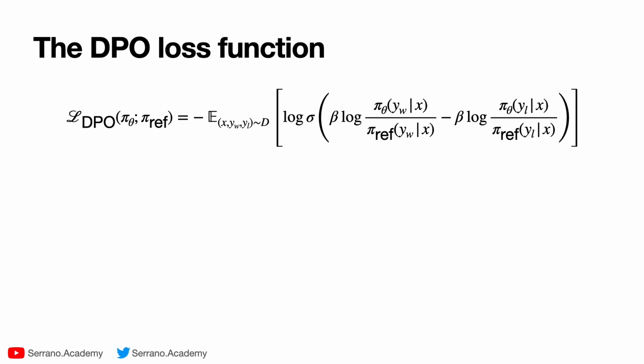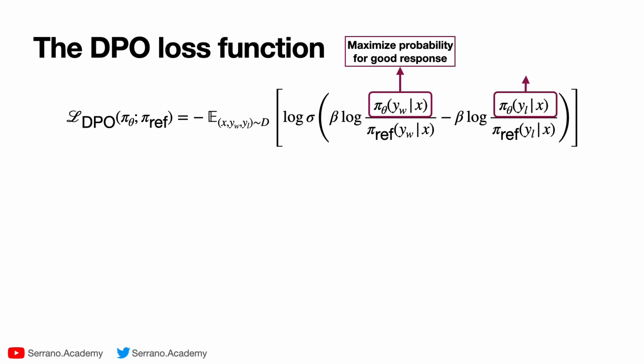For example, check this out. Here we have the probability of the winning response given X is the input. That means we are maximizing the probability of a good response. Now we can look over here, and here is the probability that the model gives to the bad response YL given the input X, and we want to minimize this reward. Why do we minimize? Because we have a minus sign here, so we're subtracting it.